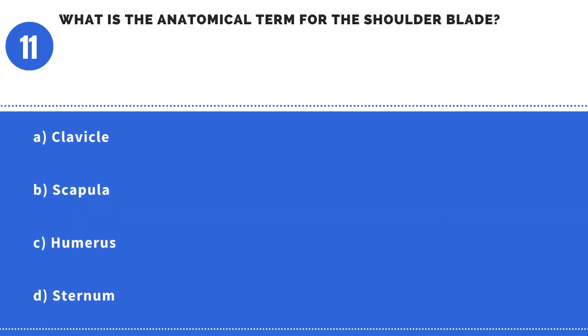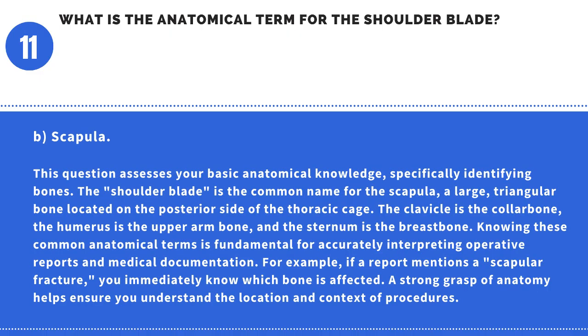Question 11. What is the anatomical term for the shoulder blade? A. Clavicle. B. Scapula. C. Humerus. D. Sternum. Answer B. Scapula.